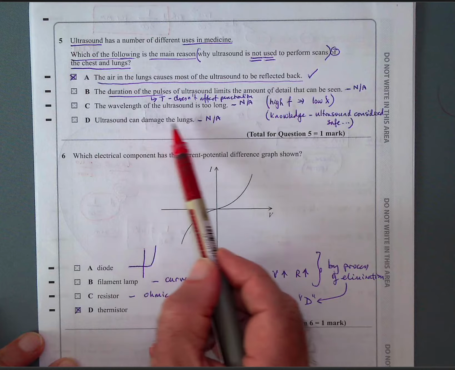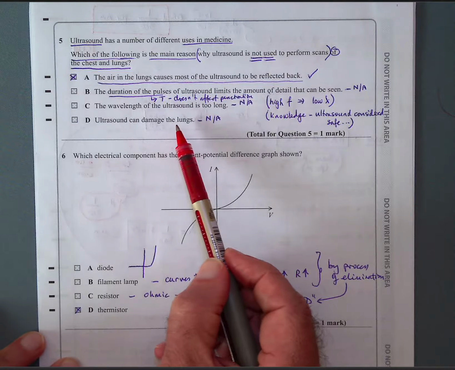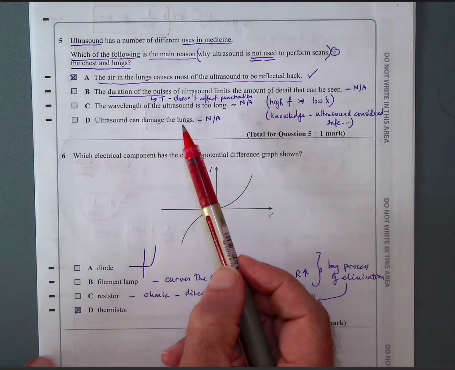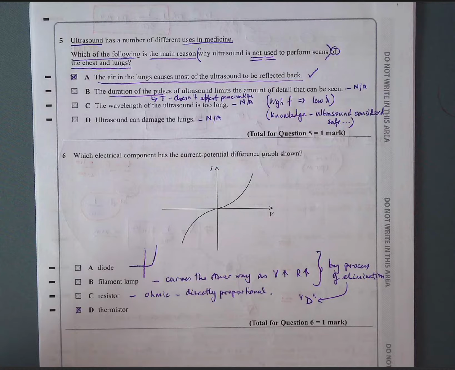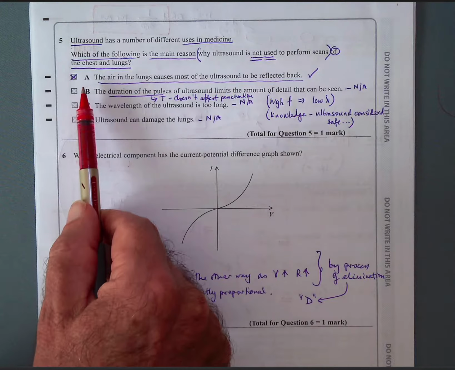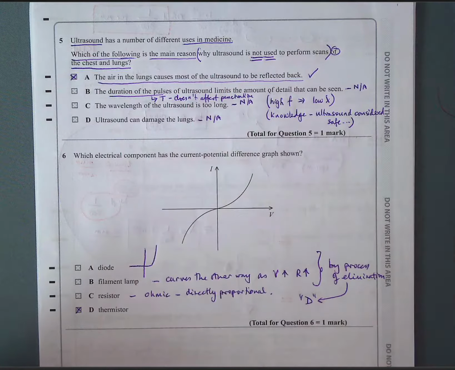And ultrasound can damage the lungs. Well, we just started by saying that ultrasounds are safe alternatives to X-rays. I just want to make sure I didn't make the same mistake as before. So question 5, the answer is A. The air in the lungs causes most of the ultrasound to be reflected back.